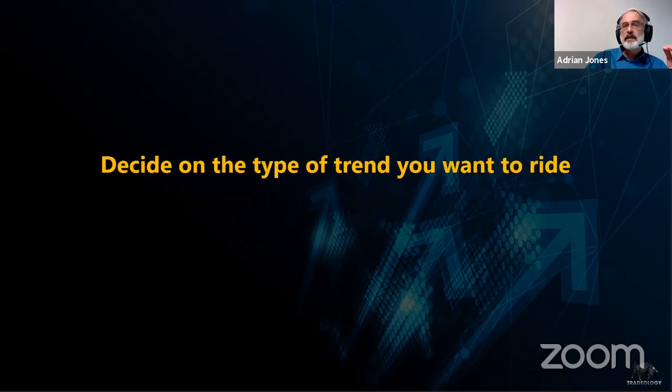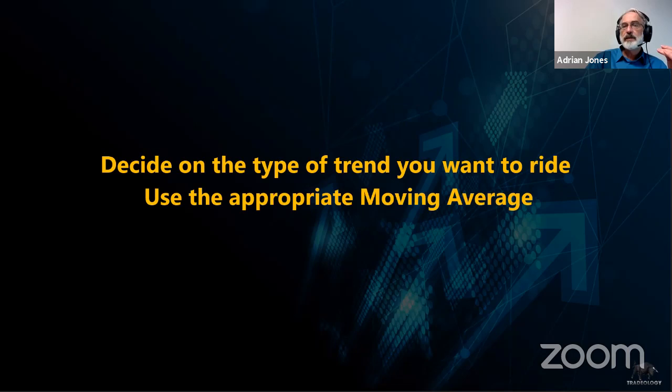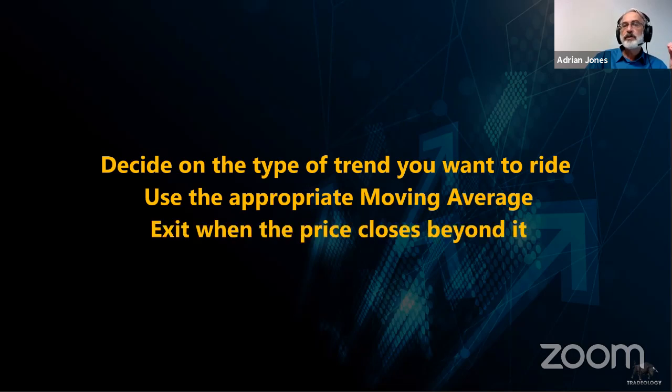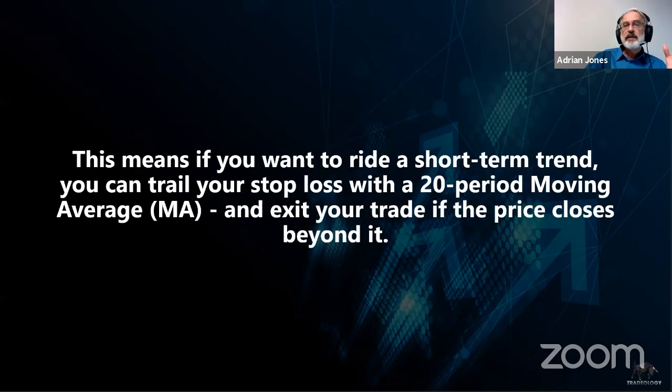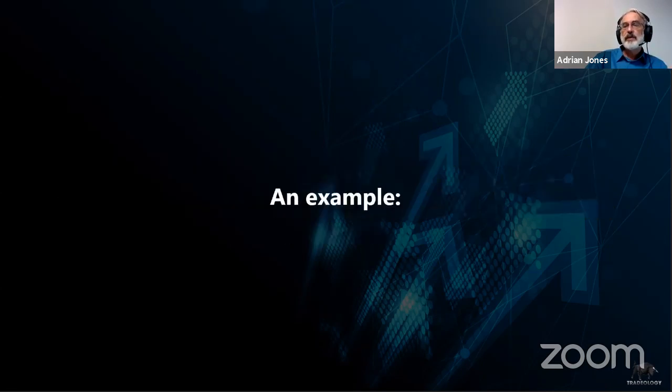Here's how. Decide on the type of trend you want to trade. Use the appropriate moving average and exit when price closes beyond it. So let's have a look at that. This means that if you want to ride a short-term trend, you can trail your stop loss with a 20-period moving average. So you're just looking in the short term to ride the trend. The 20-period moving average is going to be the example that I use there. And you can exit your trade if the price closes beyond it. So let's have a look at an example.